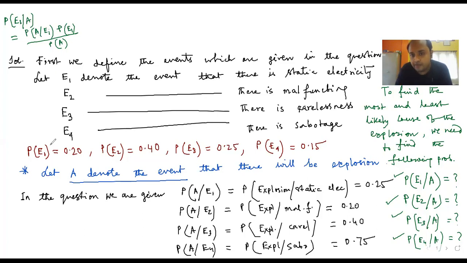I never said that the probabilities A given E1, A given E2, A given E3, A given E4 sum to 1 or not. I'm not interested. Okay, because we are taking it with respect to whether there's an explosion or not, and then we are checking for the factors. You understood? Okay.